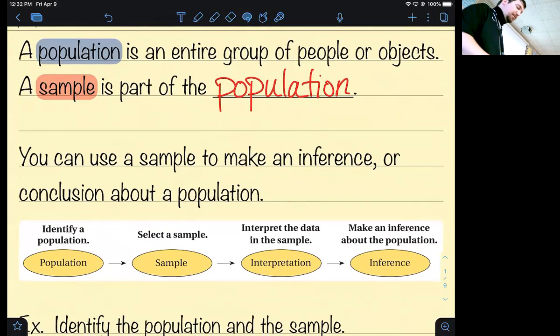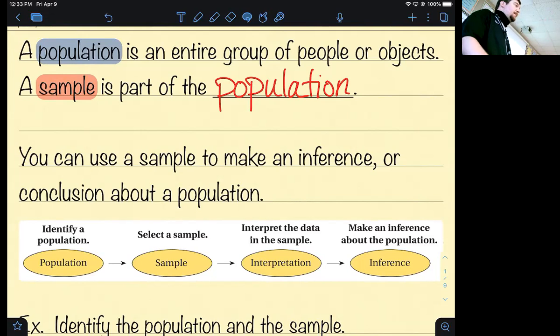You can use a sample to make an inference or a conclusion about the population. If I was going to take a poll of Western middle school students to see how many of them do a sport after school, at any point in time during the year, I can't ask all 650 students, even if they were all here, let alone in a COVID year. I still don't have time to do that. So what I might do is take a smaller sample.